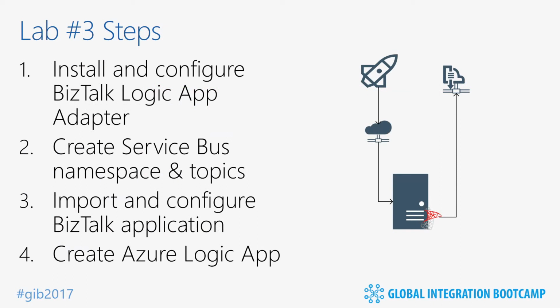Okay, so basically the steps are you're going to install the BizTalk Logic App adapter on the BizTalk server. It's a very easy install to do. You're told to create a Service Bus namespace and topics. You can use the Service Bus namespace you created in Lab 1. You don't need to create another one. You can just use that same one and add the topics to that. Doesn't matter. And as I said, you don't have to write the BizTalk application.